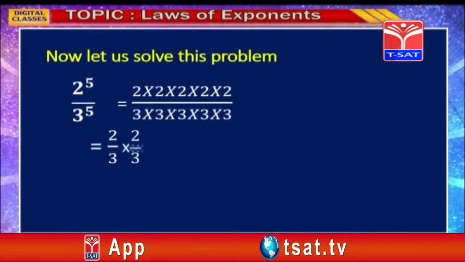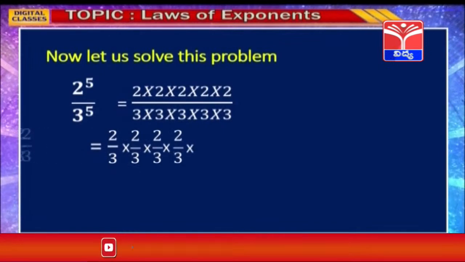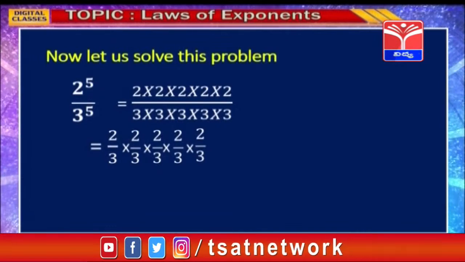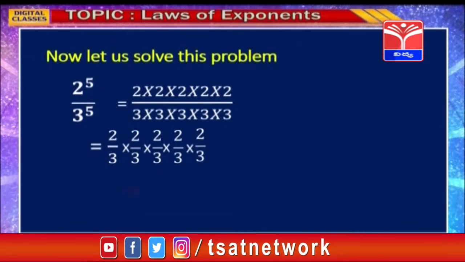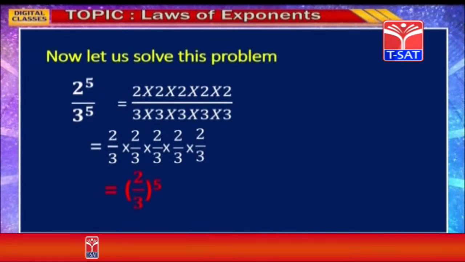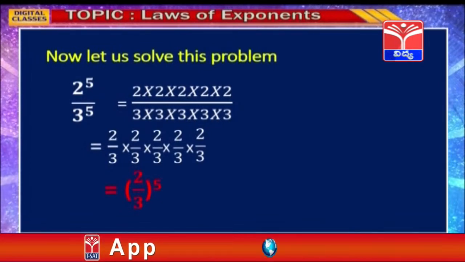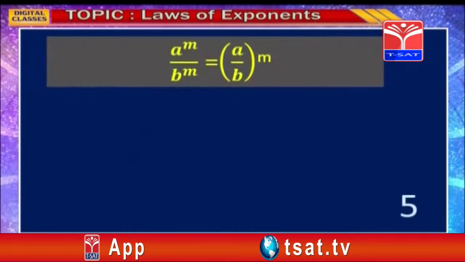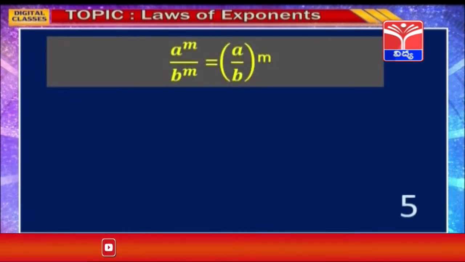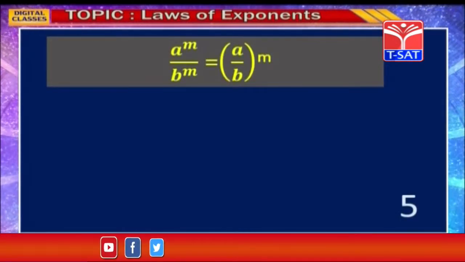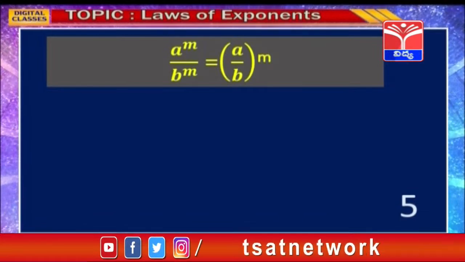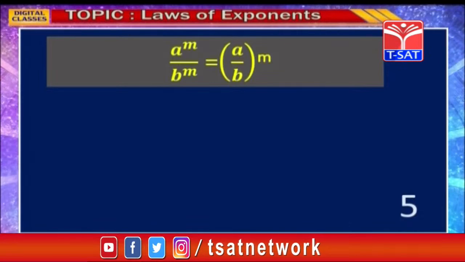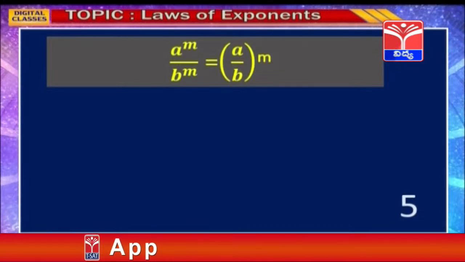Now we'll separate them like this. 2 by 3, 2 by 3, 2 by 3. How many 2 by 3s are there? There are 5 2 by 3s. So this one you can write like 2 by 3 whole to the power of 5. So here in this problem, when the bases are different and the powers are equal, when division is there in between them, you can put a bracket and you can put one exponent.